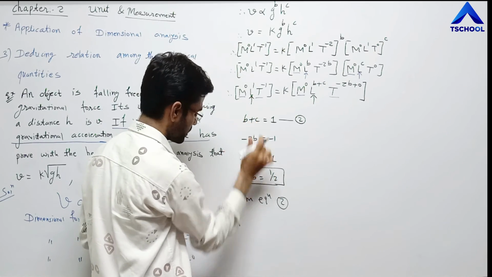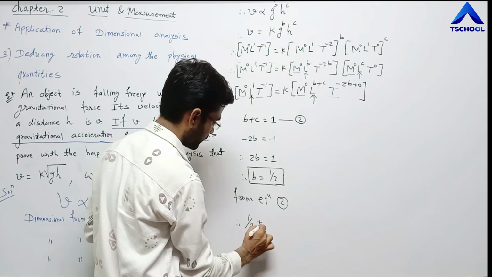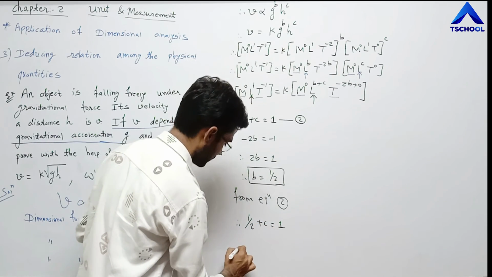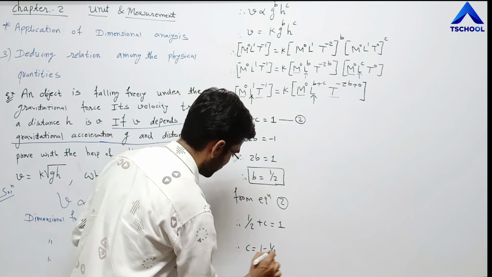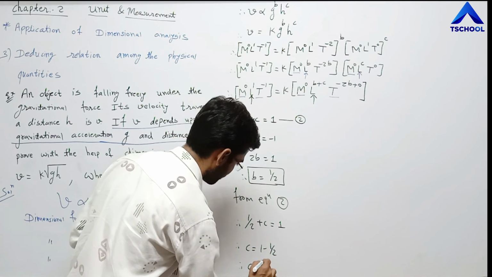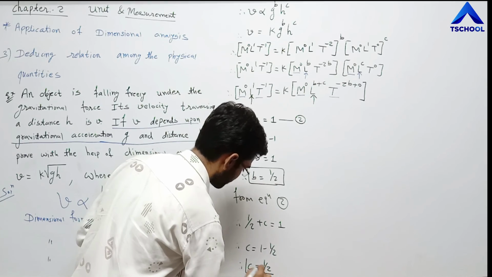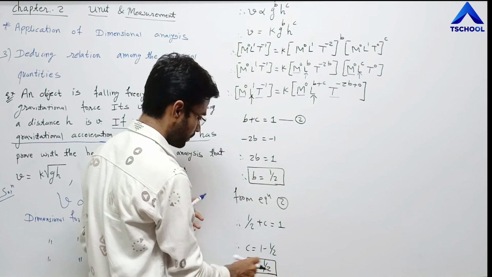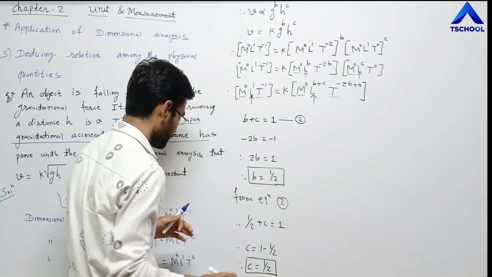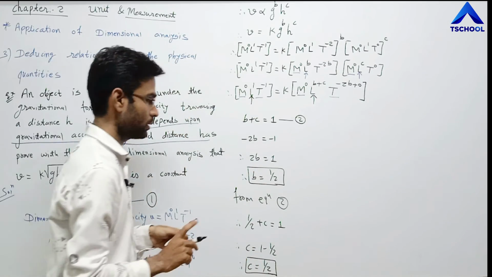Therefore 1 by 2 plus c is equal to 1. Therefore c is equal to 1 minus 1 by 2, so the value of c is equal to 1 by 2. Value of b is equal to 1 by 2, value of c is equal to 1 by 2. Now substitute the values of b and c in equation number 1.